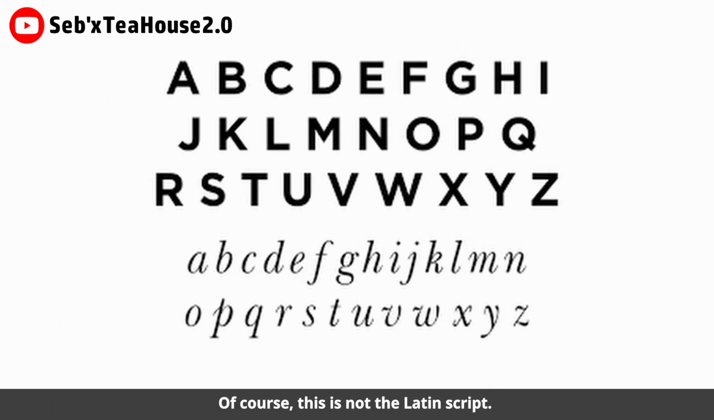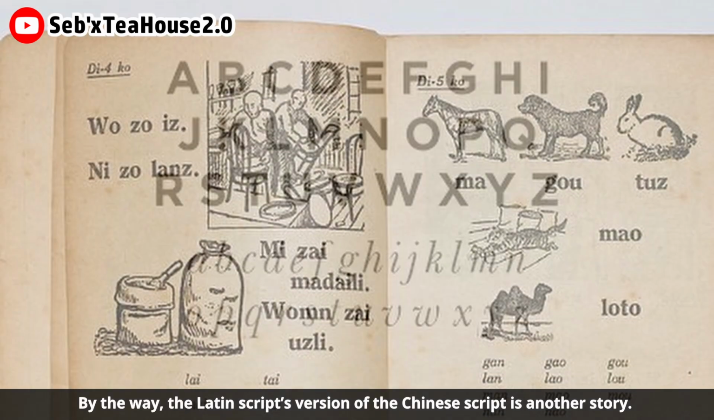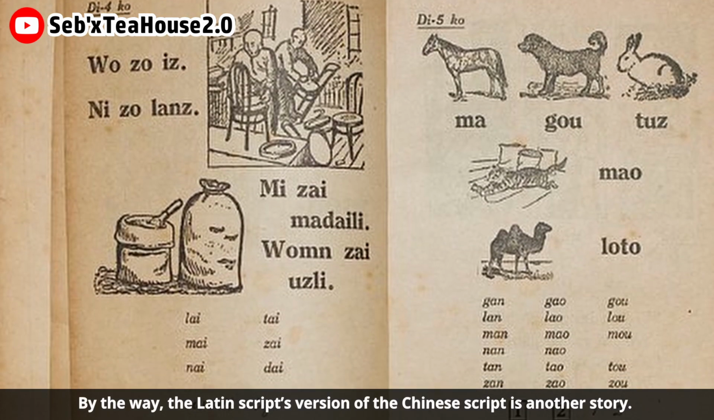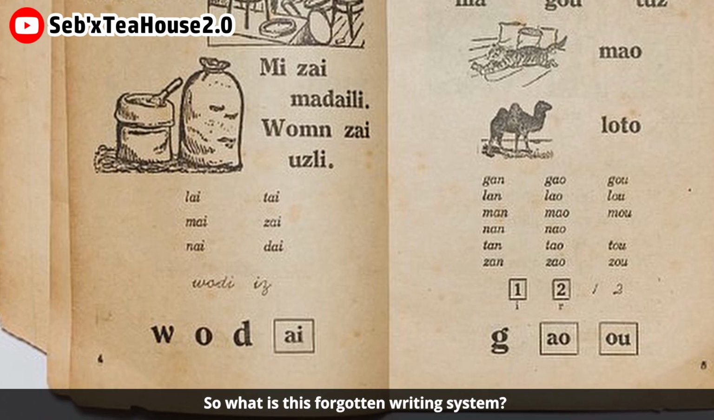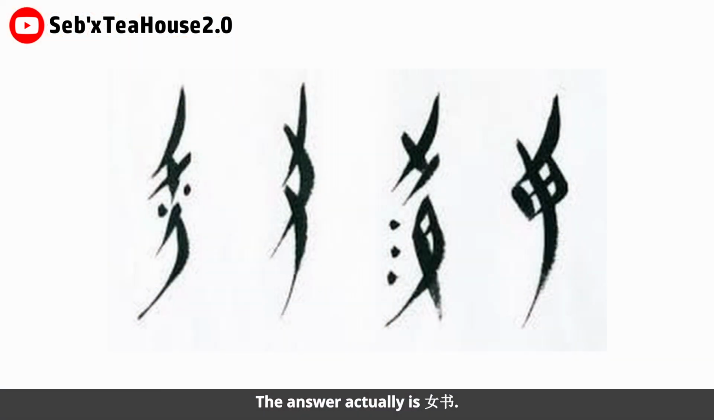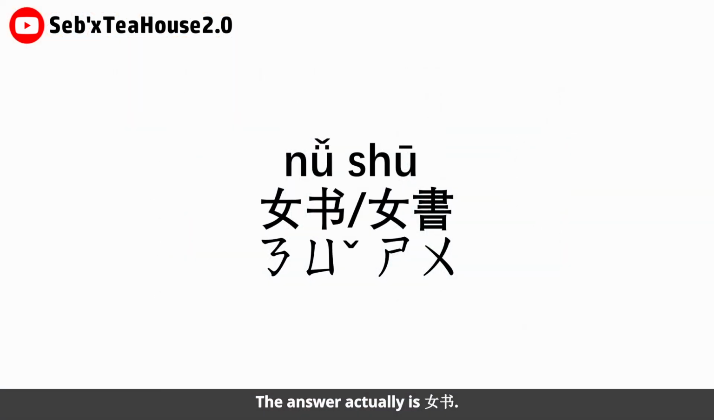Of course, this is not the Latin script. By the way, the Latin script version of the Chinese script is another story. So, what is the forgotten writing system? The answer actually is 女书.